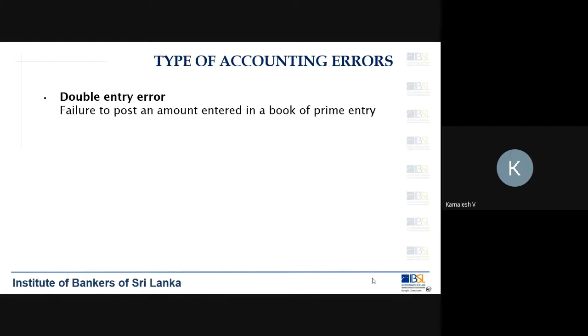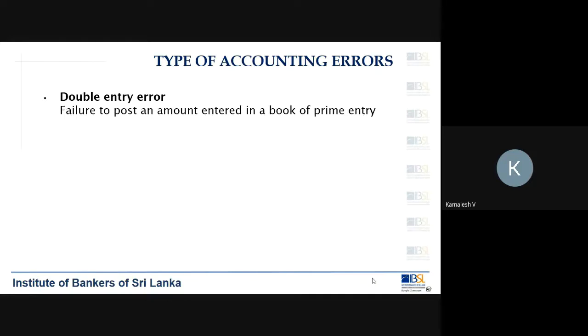The next error we are looking at is called a double entry error. Double entry error is a failure to post an amount entered in a book of prime entry. You can recall we have already learned the books of prime entry. At the end of the month, you will take the total and enter it into your ledger.